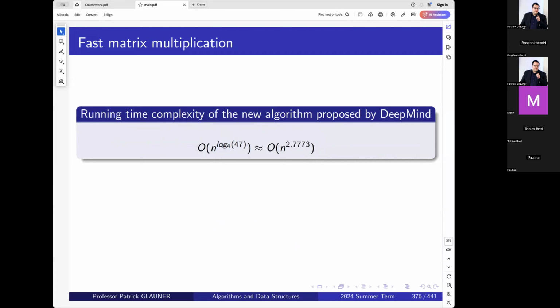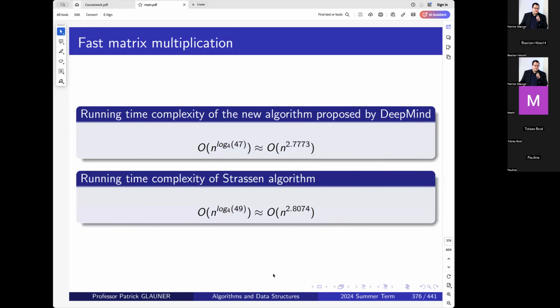Now we use 4 times 4 matrices, so we need log4 of 47 multiplications. And this leads to a slightly improved complexity, because the complexity is O of n to the 2.77. And if we use the Strassen algorithm, say not for 2 times 2 matrices, but 4 times 4, so one more step in the recursion, this would be log4 of 49, which is just the complexity from before, so the 2.8. And now we got even better. And what we got better is just tiny, but still for large n's, it runs faster.